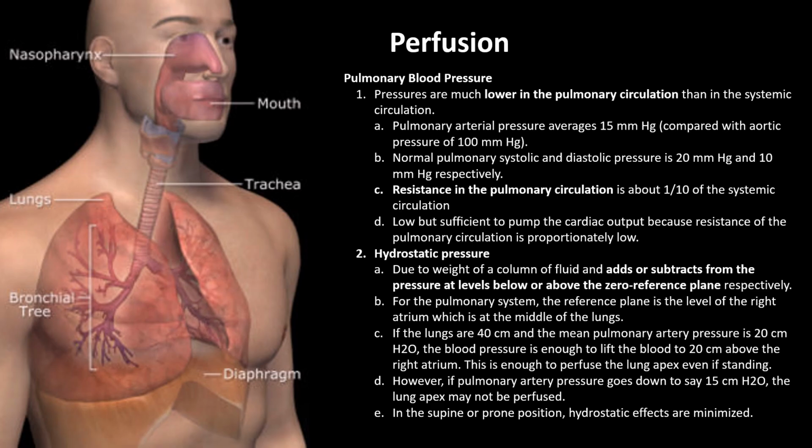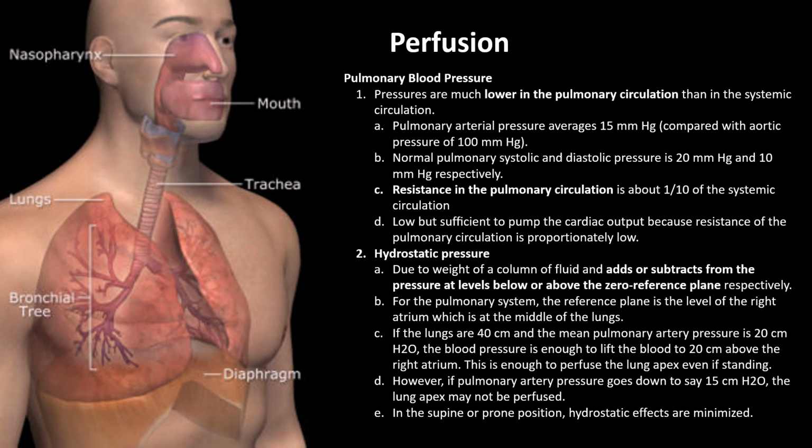Next, let's discuss pulmonary blood pressure. Pressures are much lower in the pulmonary circulation than in the systemic circulation. Pulmonary arterial pressure averages 15 millimeters mercury compared with aortic pressure of 100 millimeters mercury. Normal pulmonary systolic and diastolic pressure is 20 millimeters mercury and 10 millimeters mercury, respectively.